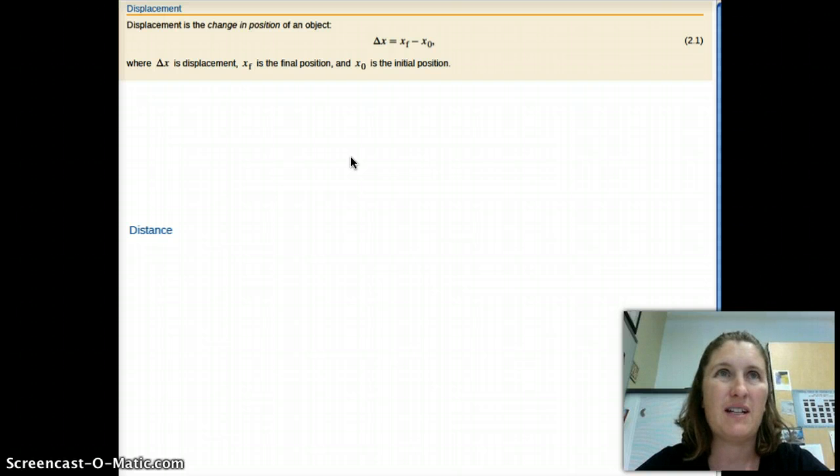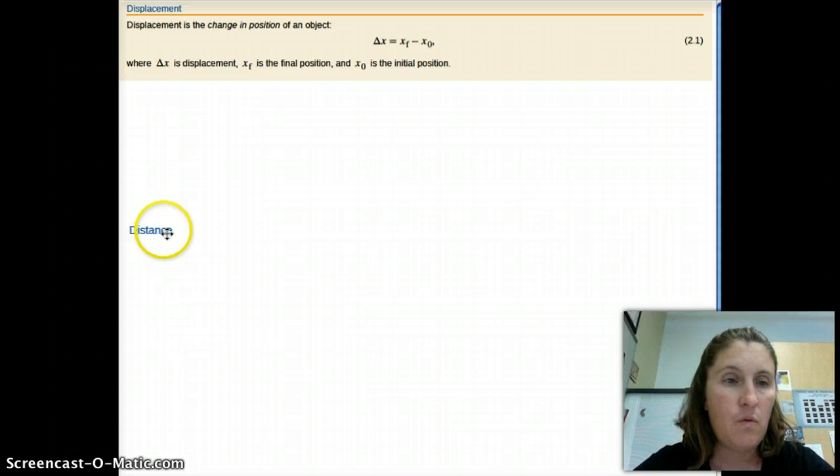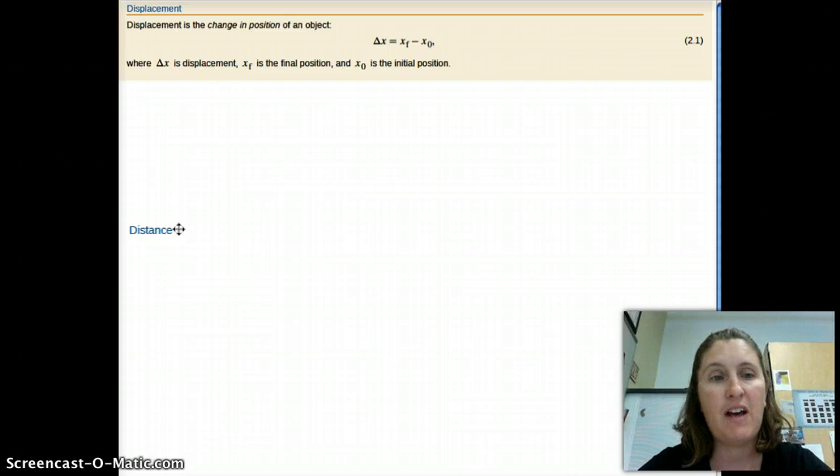Sometimes you would call it as the crow flies. Distance, on the other hand, would be a measurement of the actual path traveled. It is a scalar. Now think to yourself, when would displacement and distance be the same value? Well, the only time they'd have the same measurement would be if you were moving in a straight line.